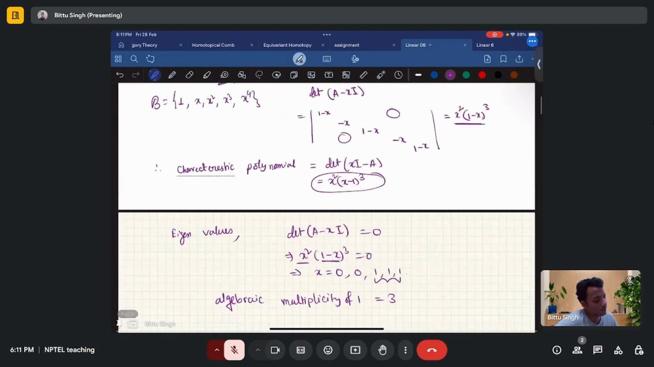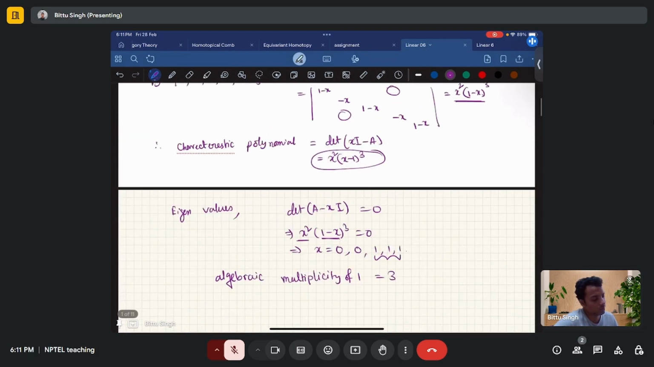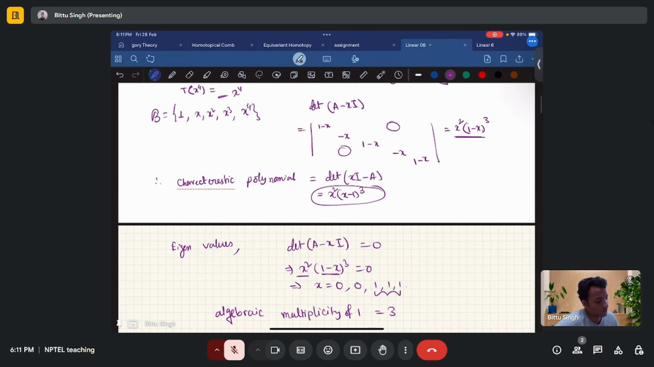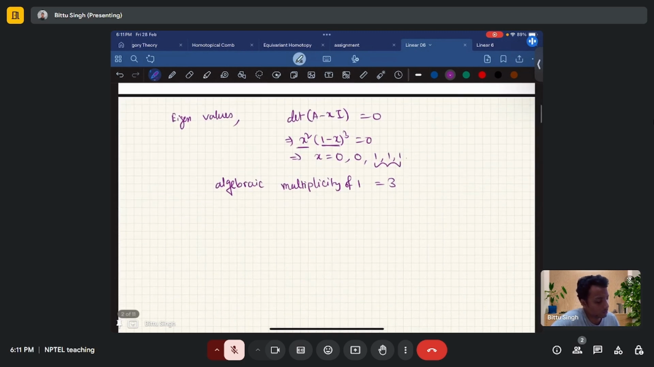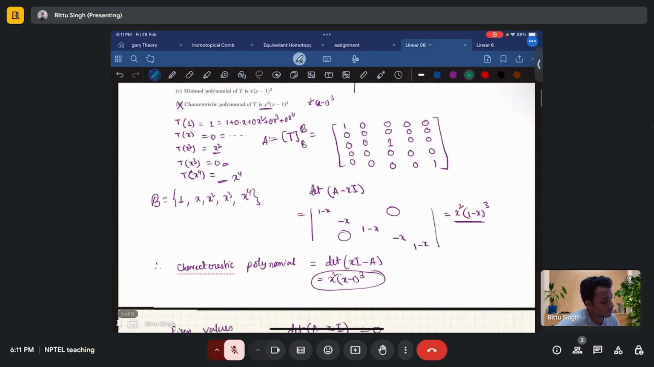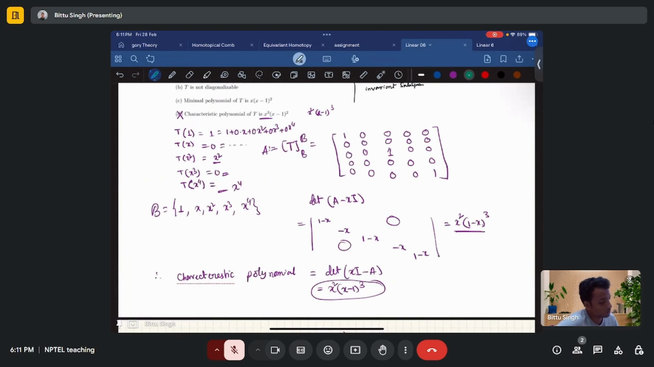So if we try to find the eigenvalues, we'll try to find eigenvectors. Okay, so eigenvectors with respect to 1. Again we have seen that this should be det of A minus xI. So A minus xI will look like this matrix.